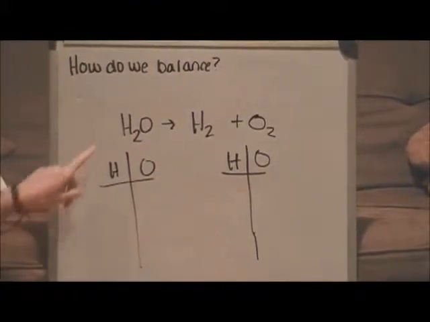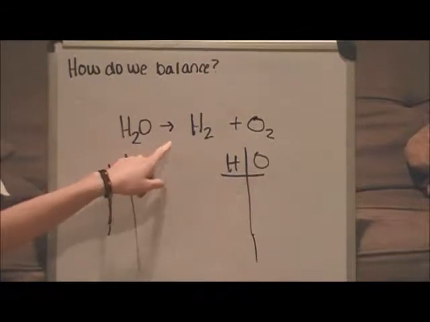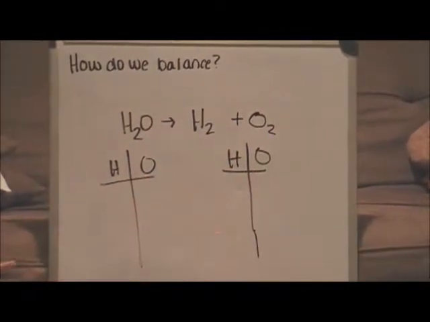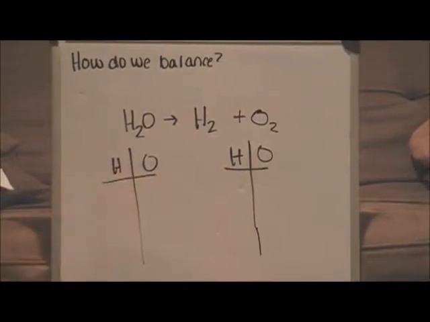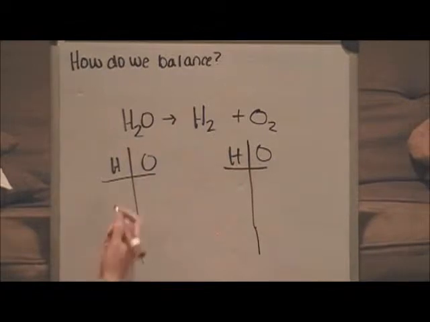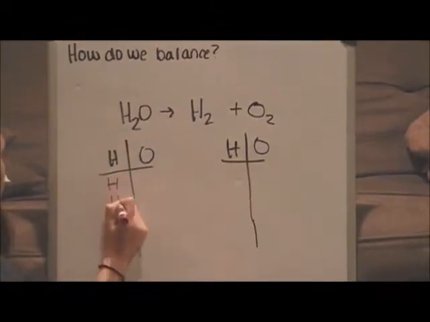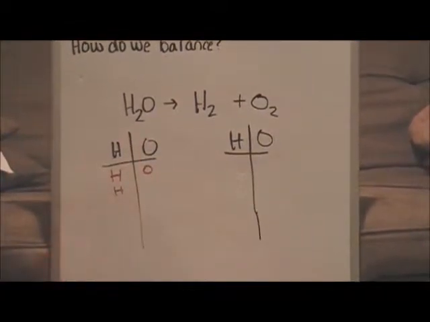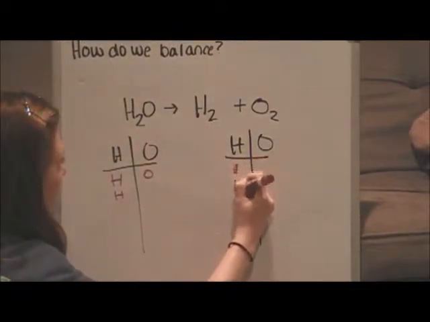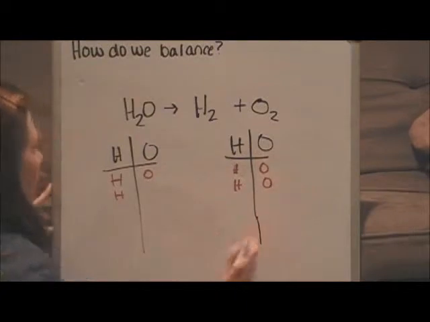We start with H2O, which makes H2 plus O2. On each side we have two elements: H and O. On the reactant side, we start off with two H's and one O. And on the product side, we have two H's and two O's.